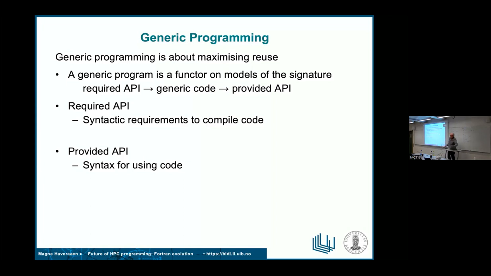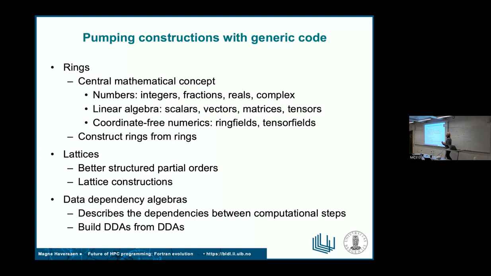But if you think about somebody making block matrices, we are talking about creating, let's say, rings from rings. Rings are a central mathematical concept, and numbers are rings. In linear algebra, scalars are rings, vectors are rings, matrices are rings, and more abstract tensors are rings. All these ring structures depend on the template arguments being rings. So we can put in any one we like, and we get linear algebra on top of them. And we can then reuse that ring we created in building the block matrix, etc.